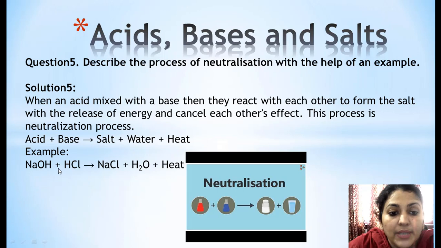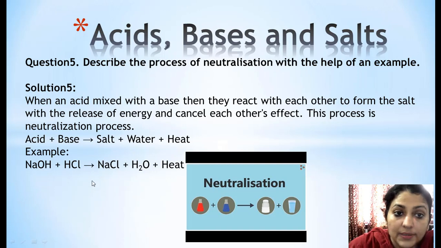Okay. So one example is given: sodium hydroxide, which is a base, hydrochloric acid, which is an acid. When they react each other, what will happen? One salt named sodium chloride and water are produced along with heat energy. See here in this picture, this is acid, this is a base, the salt and water are produced. Clear? Okay, we will move to the next one.